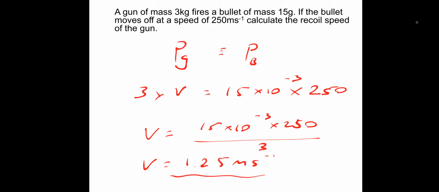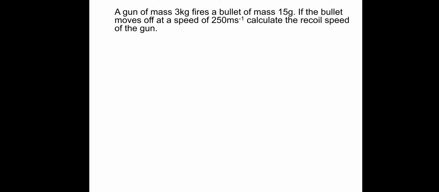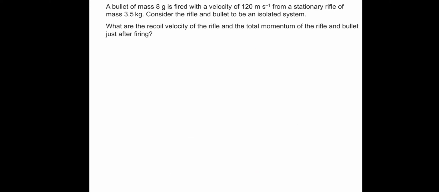Let's move on then to another one. So a very similar question. If you want to have a go at this one, after doing the example, just pause it and have a go. So a bullet of mass 8 grams is fired with a velocity of 120 meters per second from a stationary rifle of mass 3.5 kilograms. Consider the rifle and bullet to be an isolated system. What are the recoil velocity of the rifle and the total momentum of the rifle and bullet just after firing?